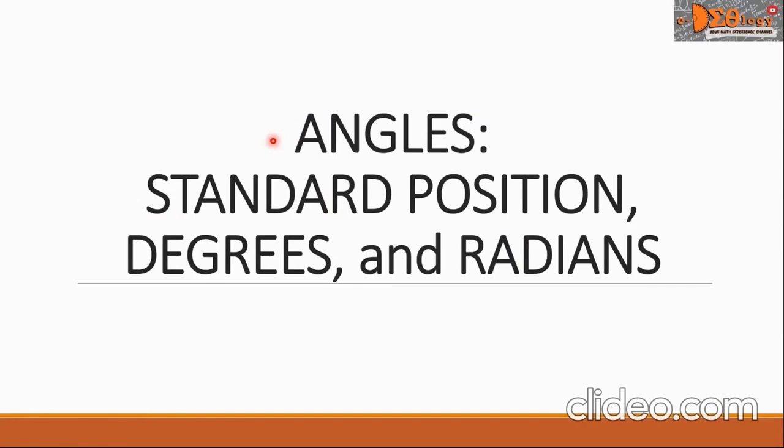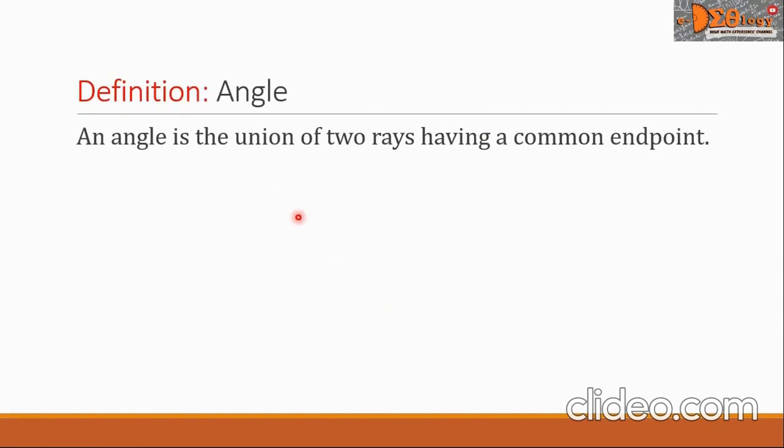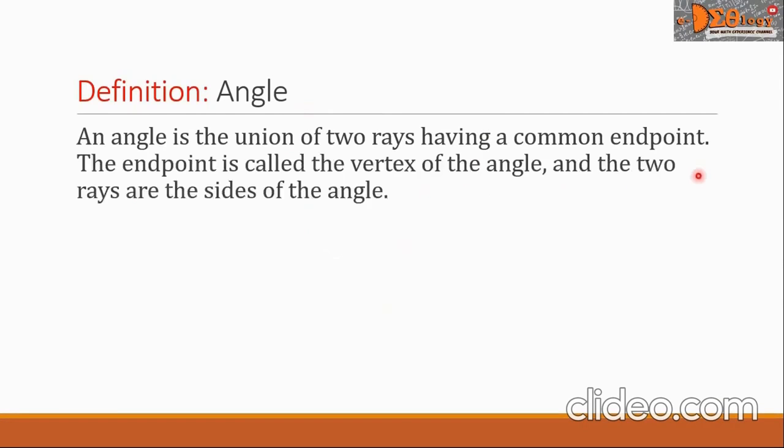Hi everyone. Today we're going to study angles, particularly the angles in standard position, also degrees and radians. Let us define an angle. An angle is the union of two rays having a common endpoint. The endpoint is called the vertex of the angle, and the two rays are the sides of the angle.